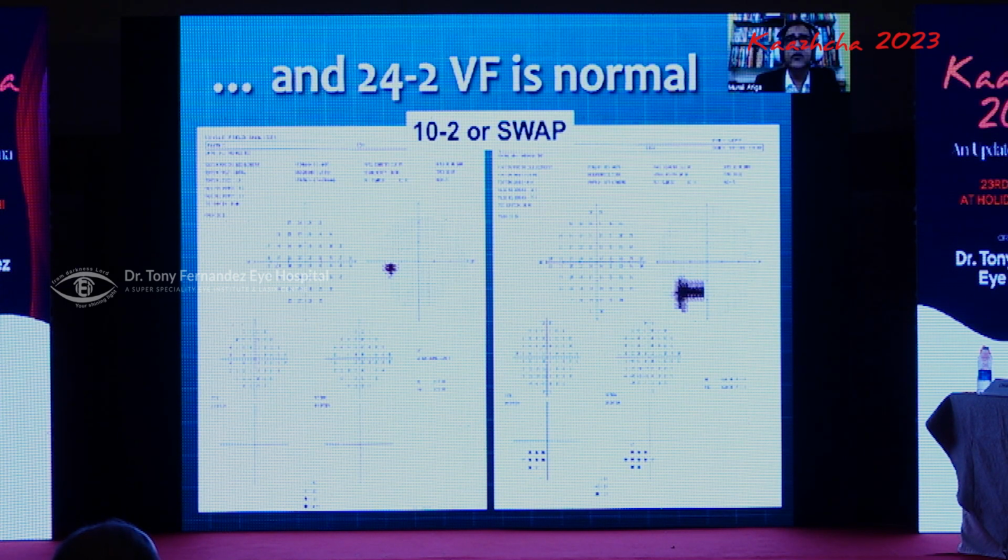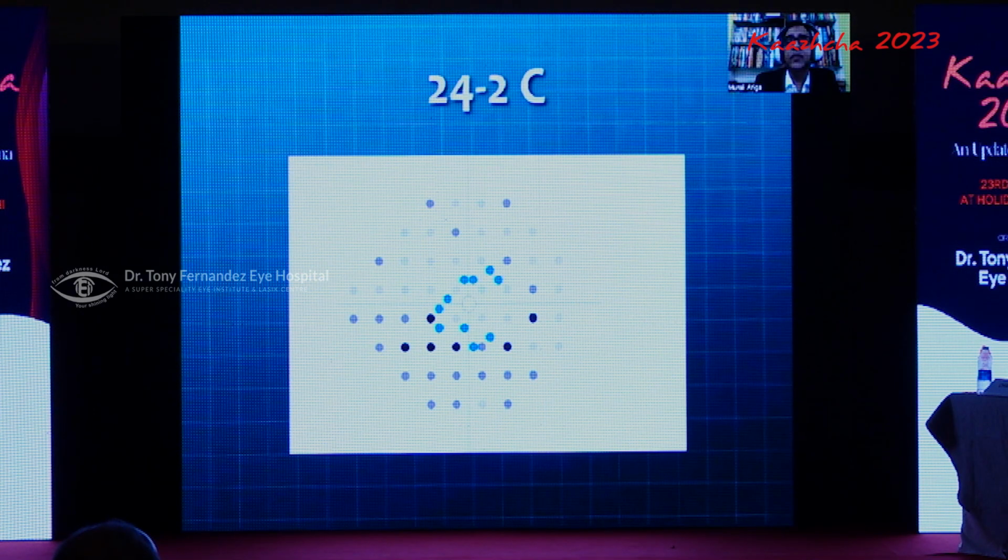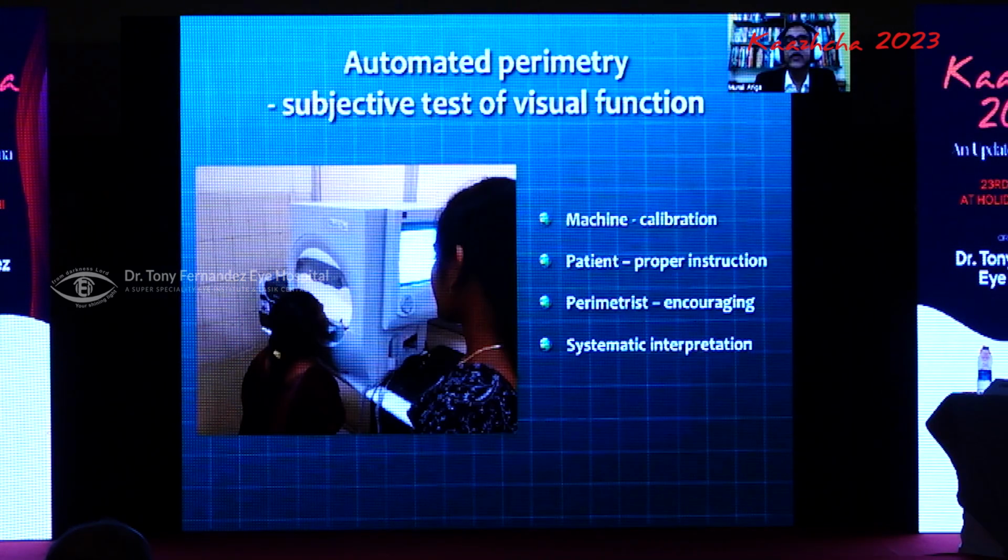Swap is also useful, but nowadays we don't do swap, and the OCT has come in, we don't actually do swap in many of our patients. The newer program available in perimetry is called the 24-2C, which has actually incorporated some of the points of the 10-2 itself in the 24-2. And this actually tends to pick up more points than the standard 24-2. It's quite a useful test because we don't need to keep doing 10-2 when the 24-2 is normal. The 24-2C is quite a useful test.